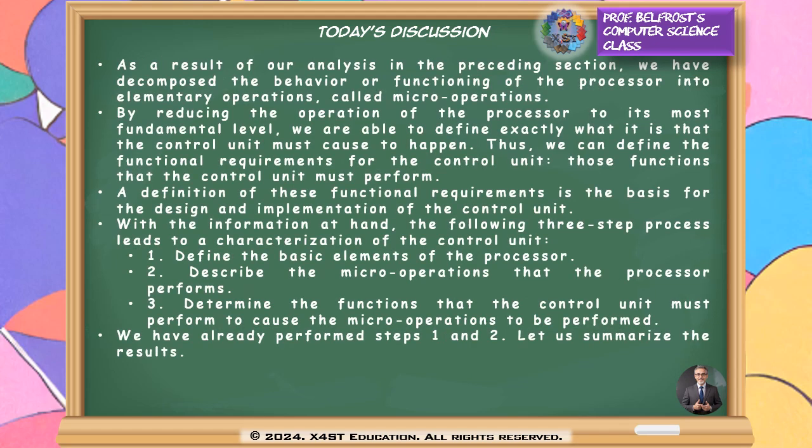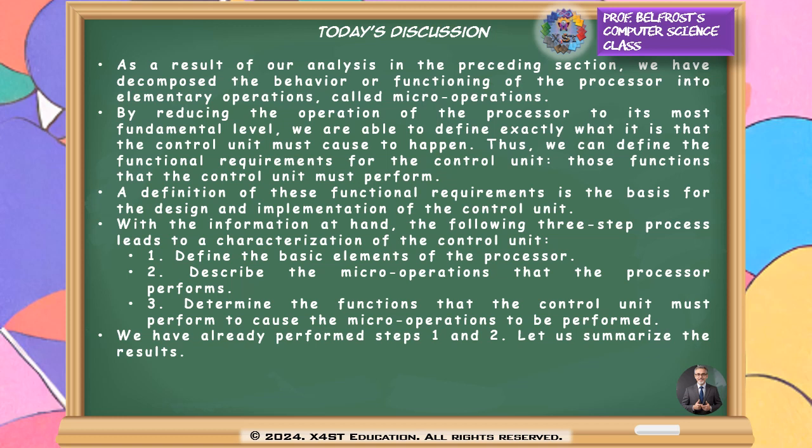So as a result of our analysis in the preceding section, we have decomposed the behavior or functioning of the processor into elementary operations called micro operations, as I explained at the first in this lesson. By reducing the operation of the processor to its most fundamental level, we are able to define exactly what it is that the control unit must cause to happen. Thus, we can define the functional requirements for the control unit, those functions that the control unit must perform. So the definition of this functional requirement is the basis for the design and implementation of the control unit.